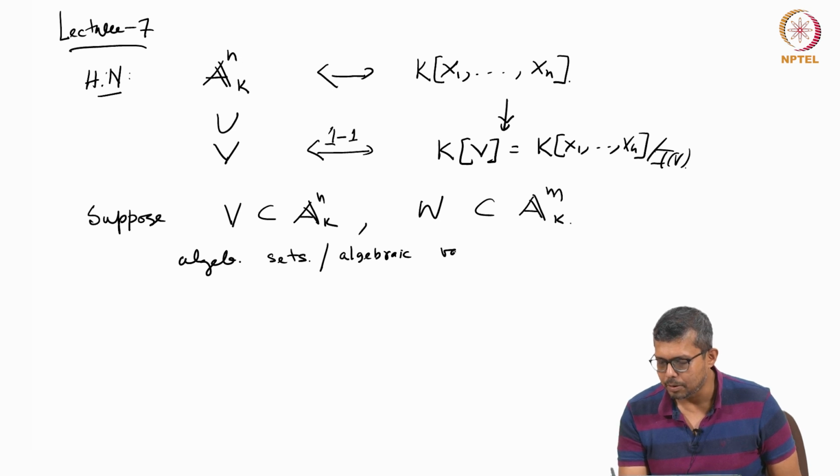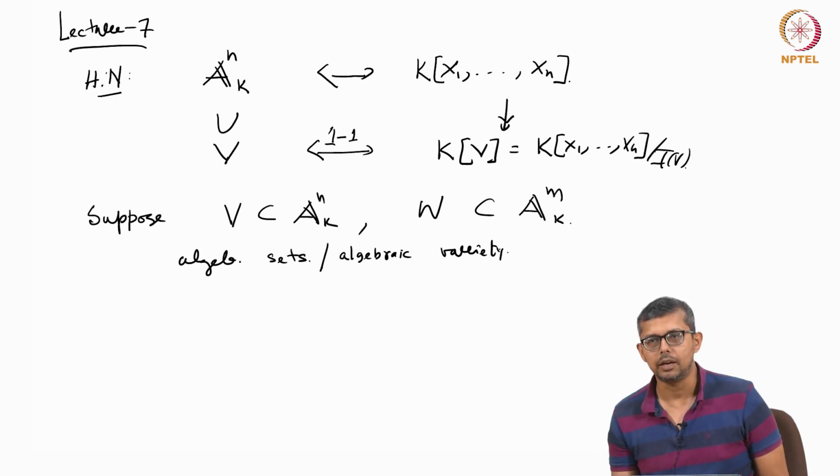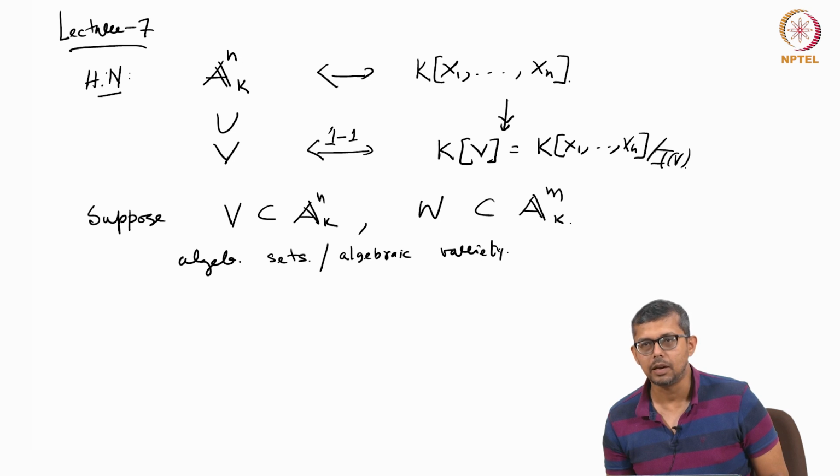The only thing I have to be a little careful about is when I say affine variety. Generally, some people say that affine varieties are also algebraic varieties. Some people think that affine varieties are irreducible algebraic varieties. So Hartshorne, for example, assumes affine variety to be an irreducible algebraic subset.